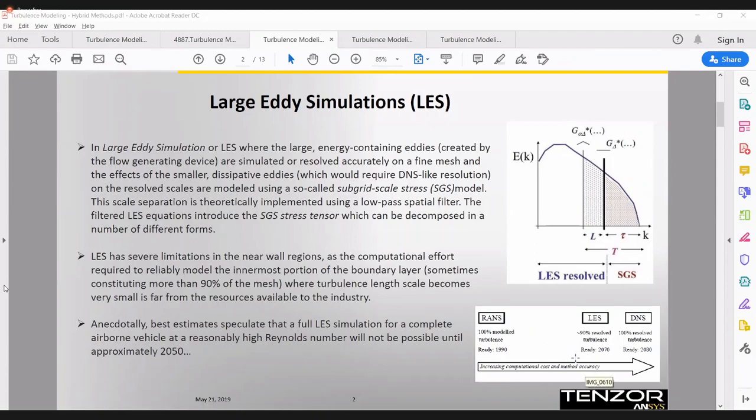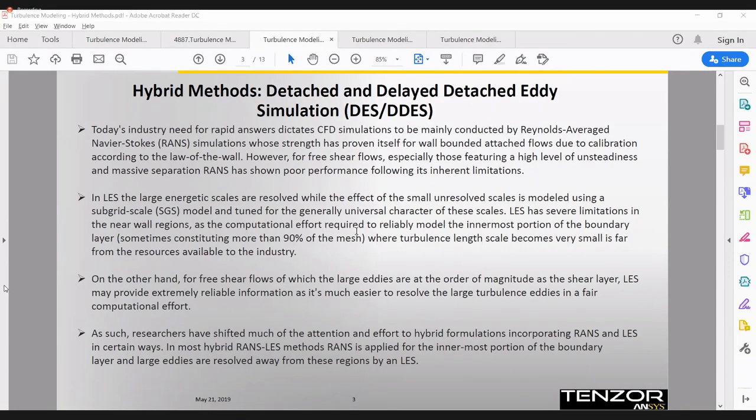And you get turbulent content, which is important, but you also need to validate it very differently. When we talk about hybrid methods, then there's the family of Spalart, which, just by looking at the names, you see that there's some kind of problems. There's detached eddy simulation. There is delayed detached eddy simulation. There is shielded delayed detached eddy simulation, and there's an improved delayed detached eddy simulation.